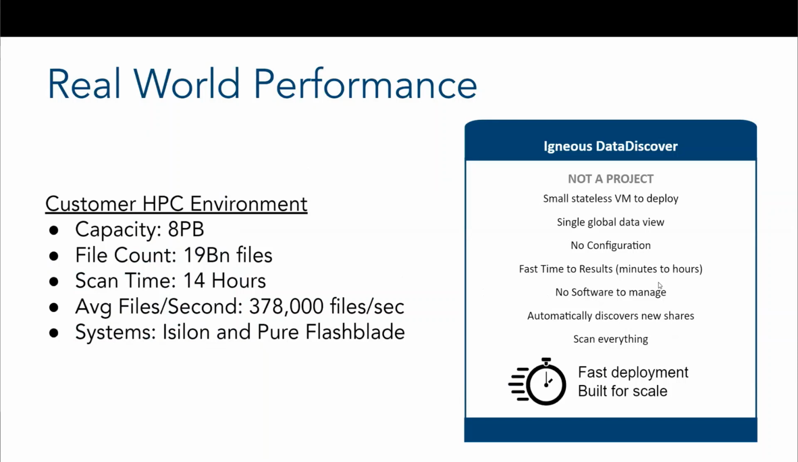So, a short customer example about real-world performance. This was a customer HPC environment. They have petabytes of engineering data, and total capacity was about 8 petabytes with 19 billion files. We were able to scan this in 14 hours, which works out to about 378,000 files per second. And just a little bit of detail about the systems: that was Isilon and Pure FlashBlade, a heterogeneous mix. So we're really designed to be deployed in these environments and just get up and running and get you answers very quickly.